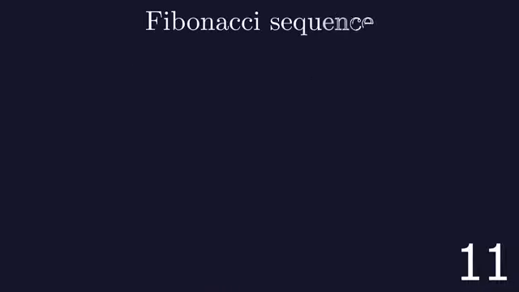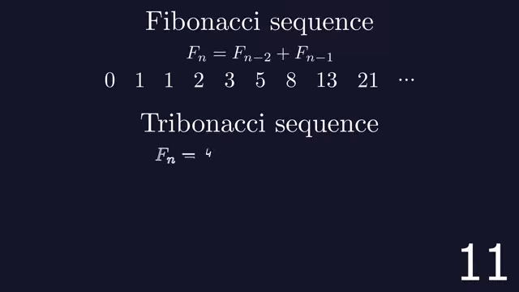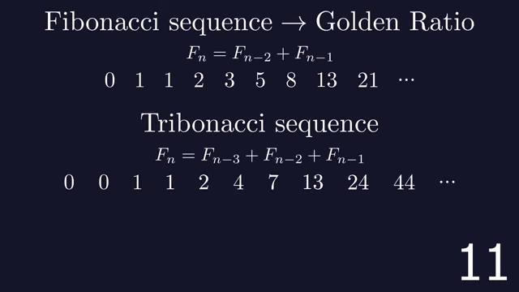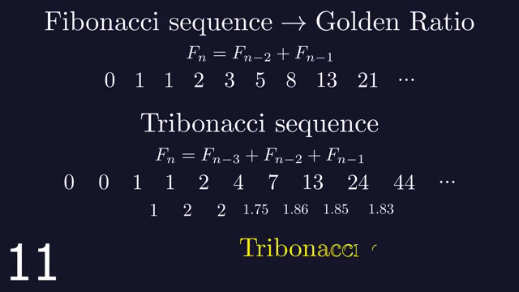In the Fibonacci sequence we sum the two previous elements. In the tribonacci sequence we sum the three previous elements. The ratio between elements in the Fibonacci sequence converges to the golden ratio, but in the tribonacci sequence it converges to the tribonacci constant, approximately 1.839.